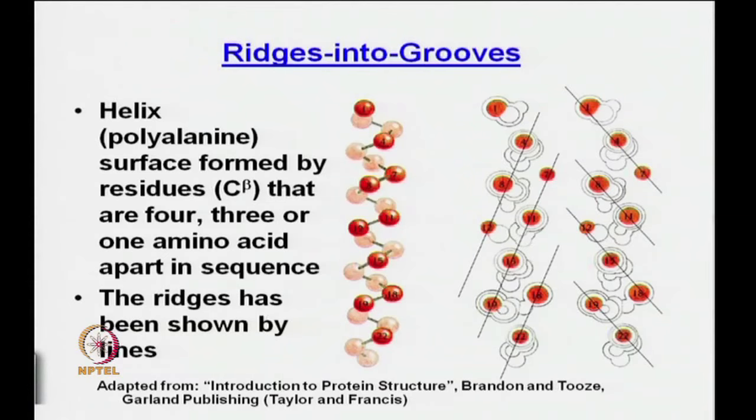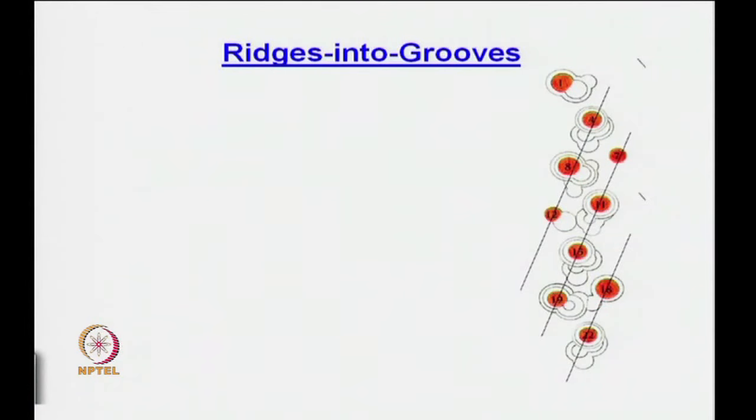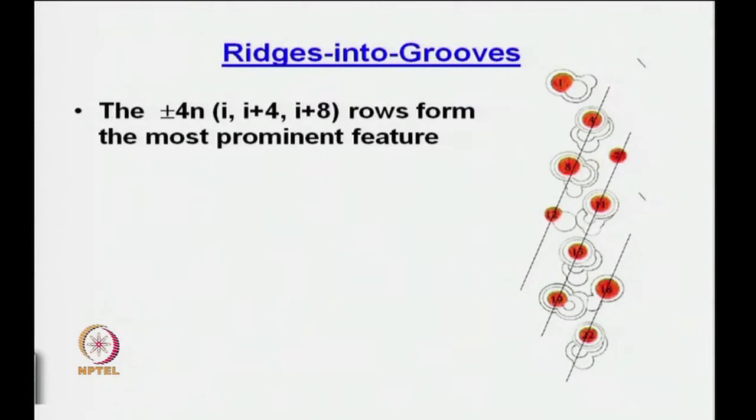Now, this is important. In the second figure, where we have 4 amino acids, there is a difference of 4 between the amino acids on the ridge. This is referred to as a plus-minus 4n arrangement. Plus minus means that if we consider 8, then minus 4 gives 4, and plus 4 gives 12. So, in this plus-minus 4n arrangement, the I plus 4, I plus 8, I minus 4 rows form the most prominent feature. That means this is the most common feature in the ridges and grooves model.